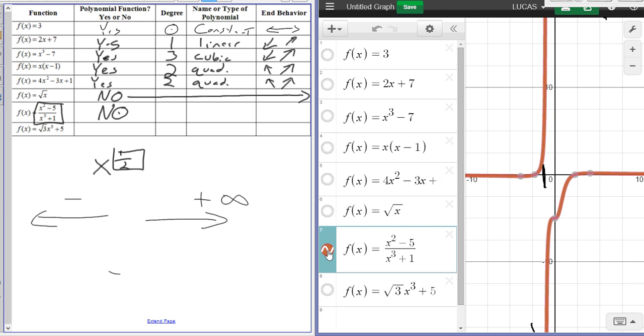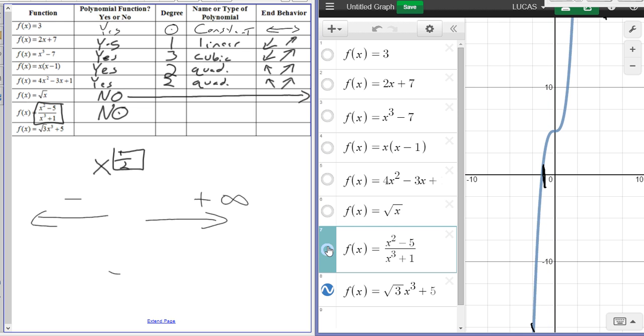Okay. The last one is square root of 3 x cubed plus 5. And this is a polynomial. Don't be thrown off by the square root of 3 here. That's just our coefficient, and we can have coefficients as long as they're real numbers. Square root of 3 is a real number. Okay, so this is a degree 3 because of that. And we know that this is a cubic, and this cubic is starting low, ending high.